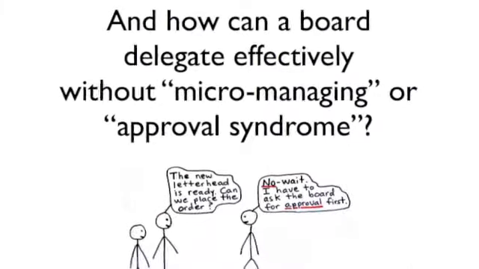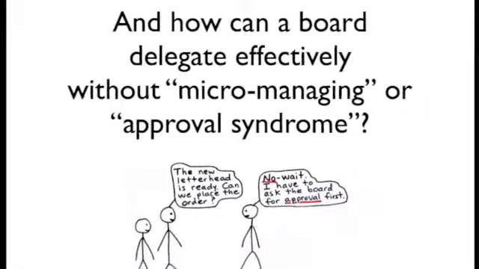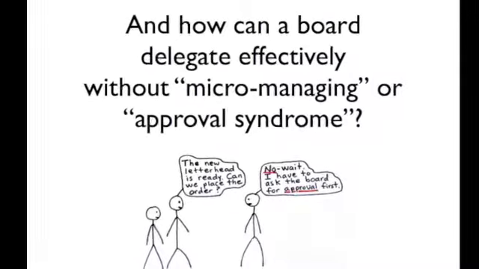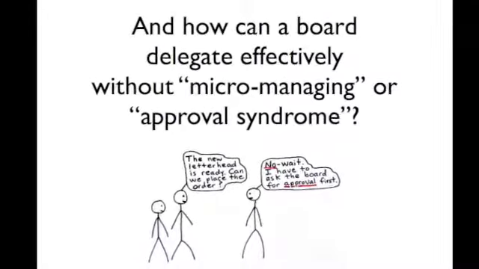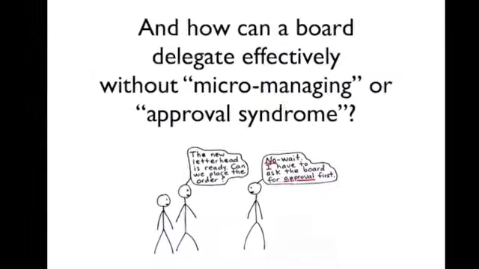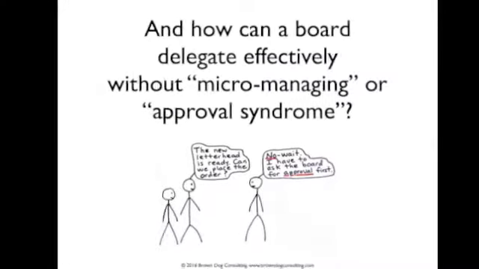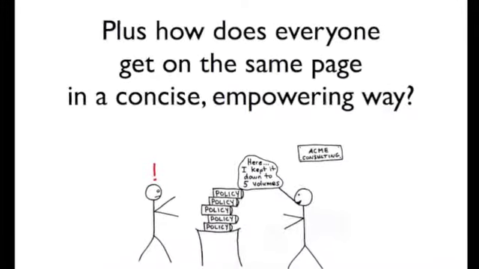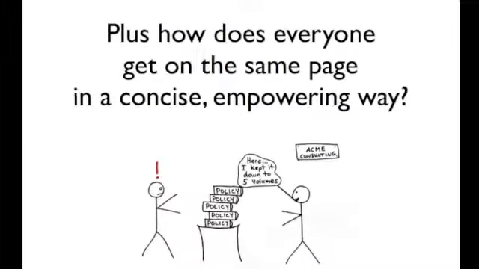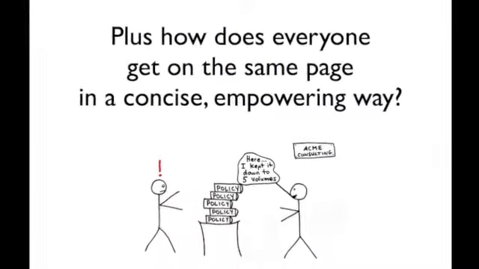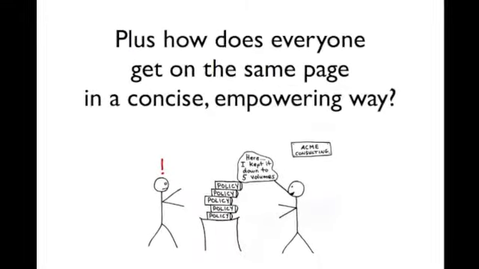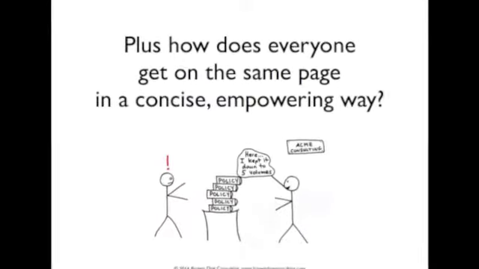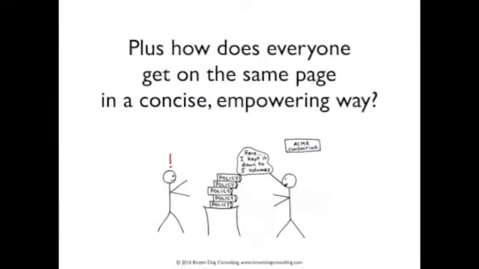We also grapple with the problem where the board of directors is ultimately accountable for everything, and yet usually they delegate the accomplishment of results to a CEO or somebody else. How can they delegate and be accountable without micromanaging? We also grapple with the issue that organizations can be very complex with lots of decisions that need to be made, lots of values, policies, activities, and programs. How do we get everybody on the same page throughout the organization in a concise, empowering way?